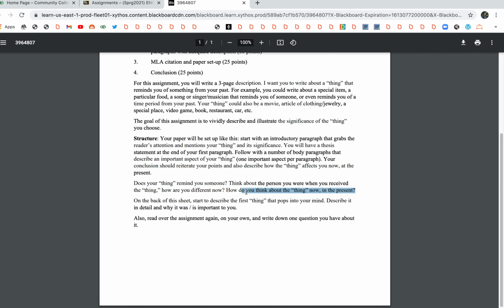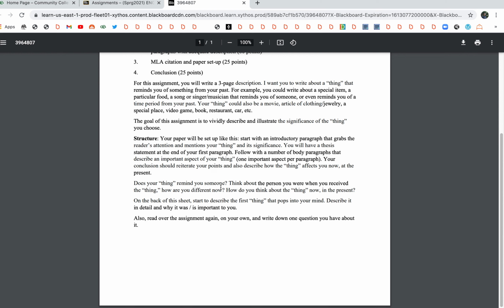So if you still go to the ball game, if you go to Fenway Park, or if you still eat the food or any of these things, or listen to the band or the music, think about when you first heard it and how you've changed. And how do you think about it now? These things take on new resonances now, right? They take on new meanings.